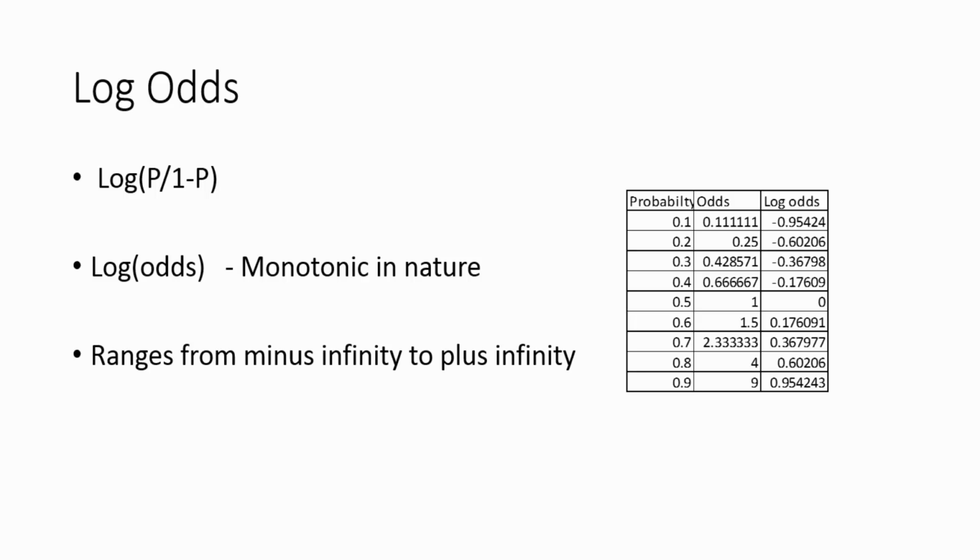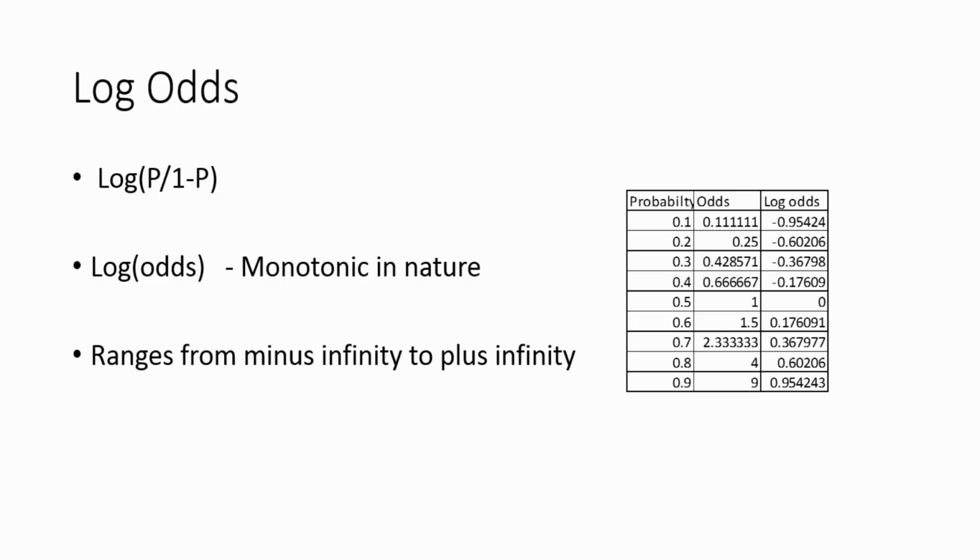It's very difficult to model such a variable which has an upper bound and lower bound. Bounded variables are not very suitable for modeling, especially if the variable is a dependent variable. Hence, we take the logarithmic transformation of the odds and then model. So it serves two purposes. One good thing for us is that log odds is not bounded. It ranges from minus infinity to plus infinity.